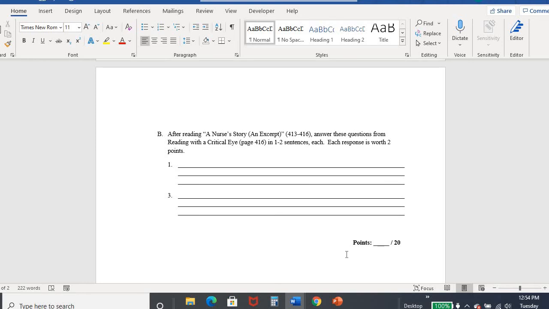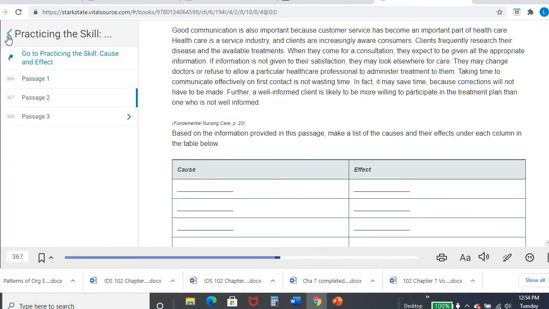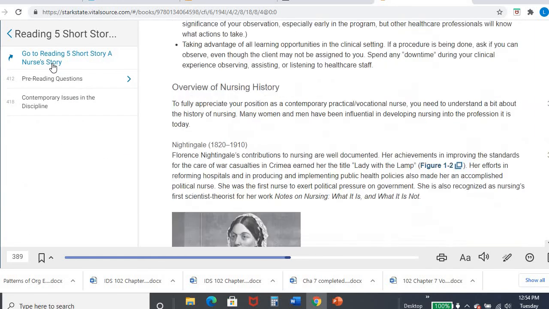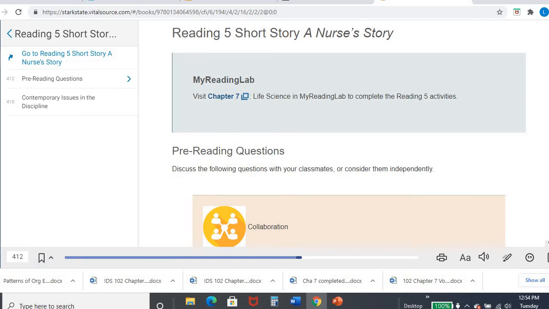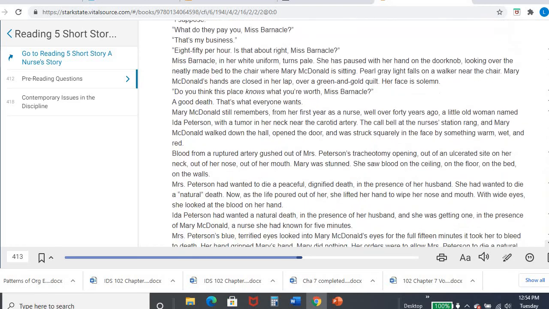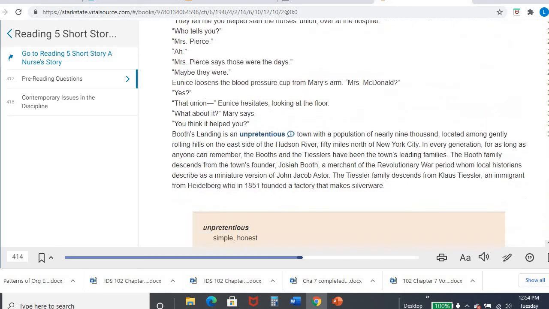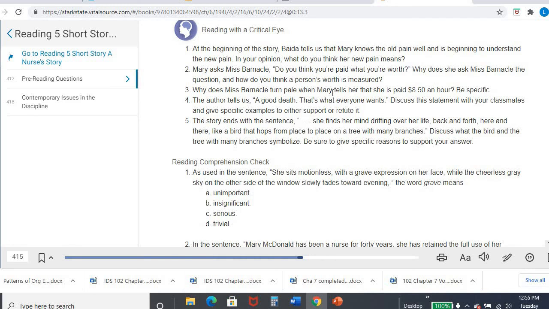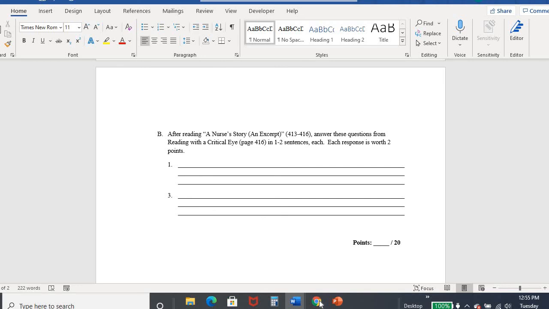All right, and then the last one, this is actually not a TED Talk this time. So I know this kind of veers away from what we normally do. This is a nurse's story, an excerpt. So we're going to go back here again. Okay, scroll down here. Reading number 5, a nurse's story. You're going to go ahead and read this article. Again, it's an excerpt. Vocabulary comes from this as well, as you'll see in the vocabulary video. And then you are answering the short answer questions, just like you normally do with the TED Talks, but you're answering questions 1 and 3.